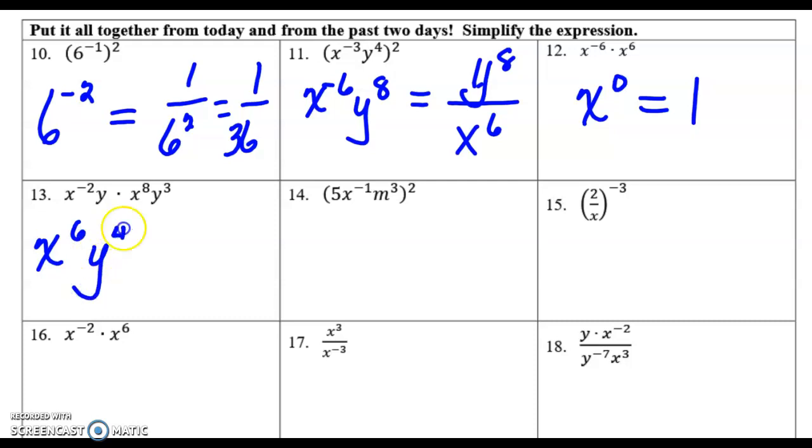Here we're multiplying again, so we add the exponents, and we get x to the 6th, y to the 4th. Remember there's an implied 1 here. We didn't have to do anything other than that because now everything's positive.